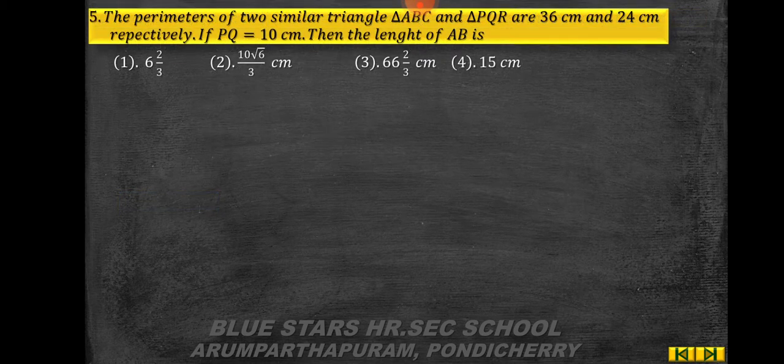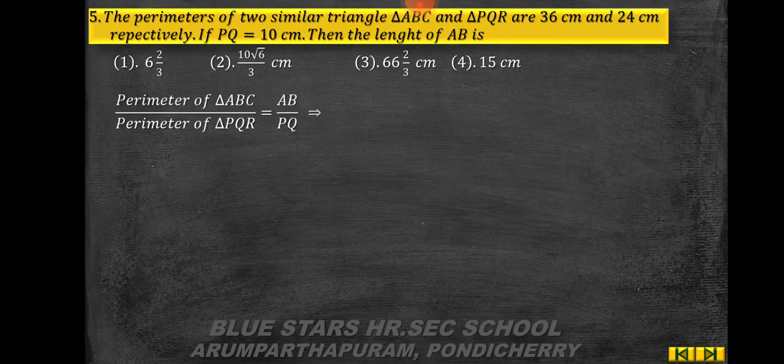Question number 5. The perimeters of two similar triangles, triangle ABC and triangle PQR, are 36 cm and 24 cm respectively. If PQ is equal to 10 cm, then the length of AB is option 1 6√2 by 3 cm, option 2 10 root 6 by 3 cm, option 3 6√2 by 3 cm, and option 4 15 cm.